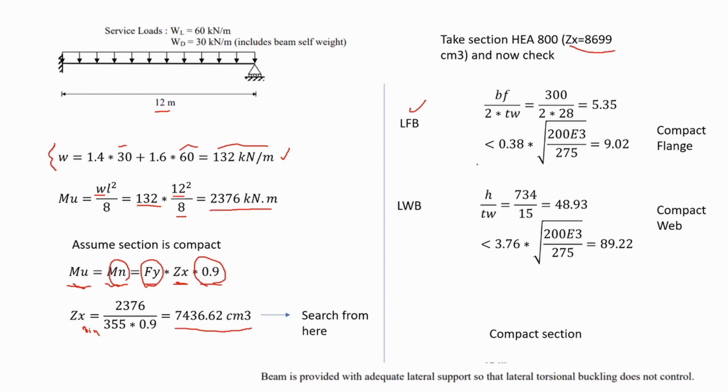We check for the flange. It seems that it is compact. We check for the web, and again the web seems that it is compact. So the flange and the web, both of them are compact. Therefore, the whole section is a compact section. And remember, in the question, it said to us that the beam is provided with adequate lateral support so that the lateral torsional buckling, LTB, does not control. So now I can proceed. My section is compact and everything is fine.